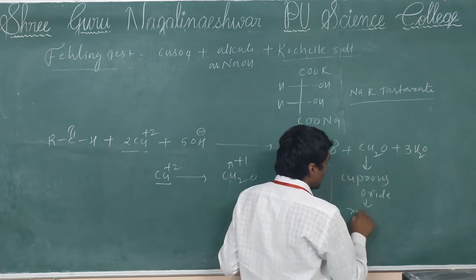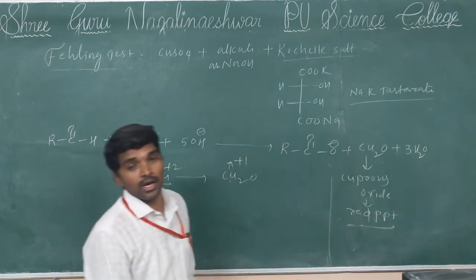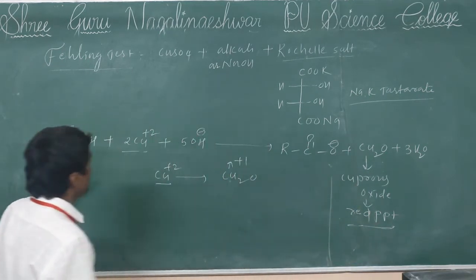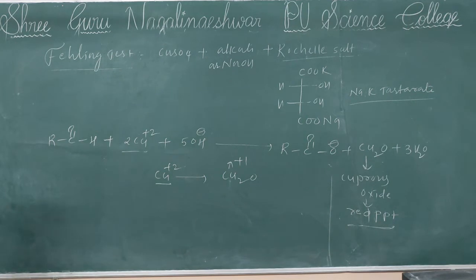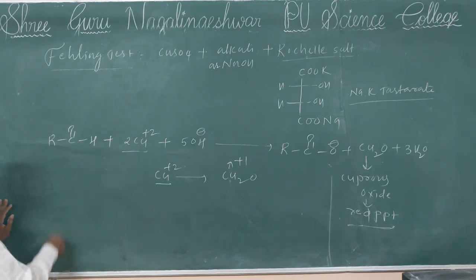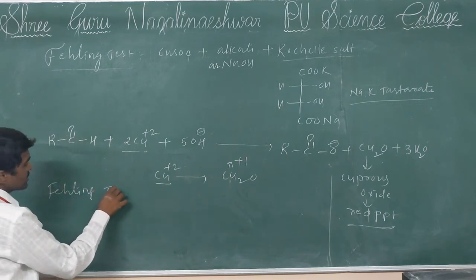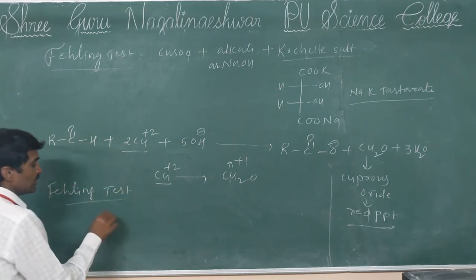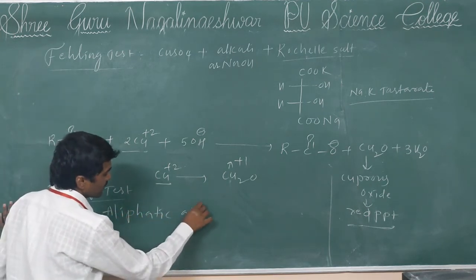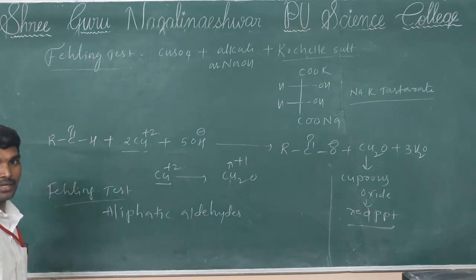So this indicates a red precipitate. What is formed here? Red precipitate is formed. So the red precipitate confirms that the given compound is an aldehyde. You remember, and one important thing is that Fehling's test gives a positive test only for aliphatic aldehydes, not aromatic aldehydes.